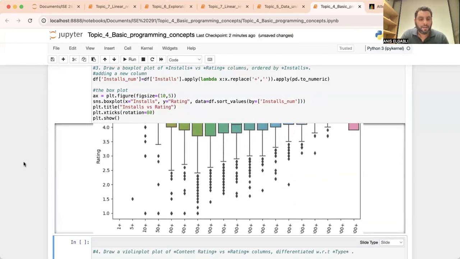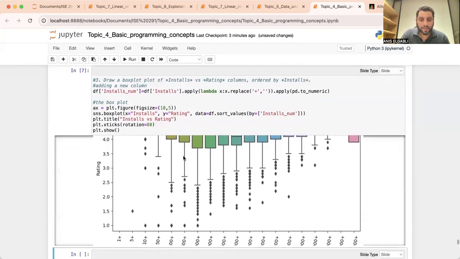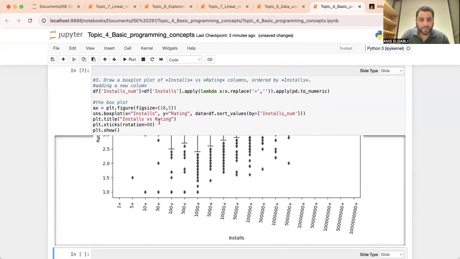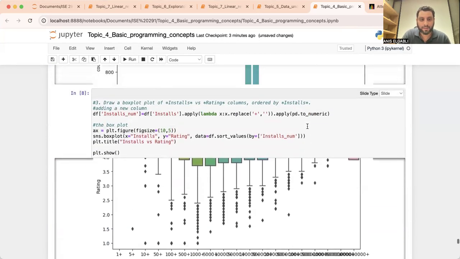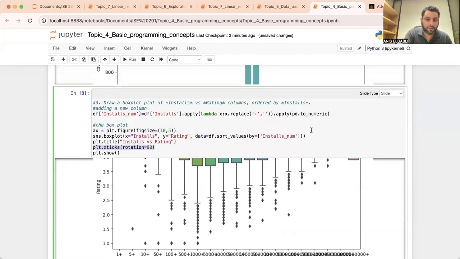As you can see here, these labels are rotated 80 degrees. This is just to specify that, because if we don't rotate, the text will overlap, as you will see here. We can also rotate 90 degrees, that will be perpendicular.